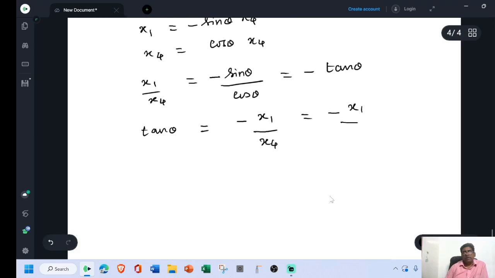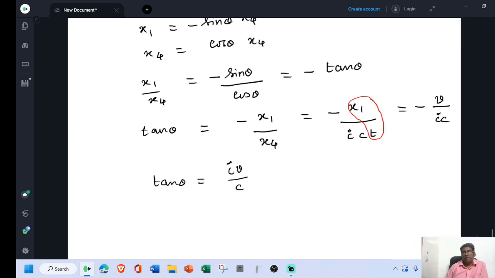This is minus x1 divided by the value of x4, which is ict. Now we can write this distance by time as velocity. Therefore, this is minus v by ic. Then tan theta equal to iv by c, because i by i, your i square is minus 1, minus and minus plus, so iv by c, this is tan theta.